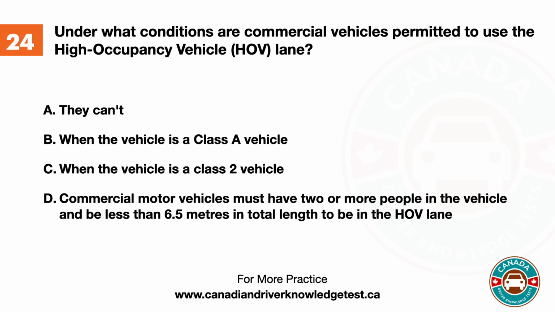Question 24. Under what conditions are commercial vehicles permitted to use the high-occupancy vehicle, HOV, lane? A. They can't. B. When the vehicle is a Class A vehicle. C. When the vehicle is a Class 2 vehicle. D. Commercial motor vehicles must have 2 or more people in the vehicle and be less than 6.5 meters in total length to be in the HOV lane. The answer is D.